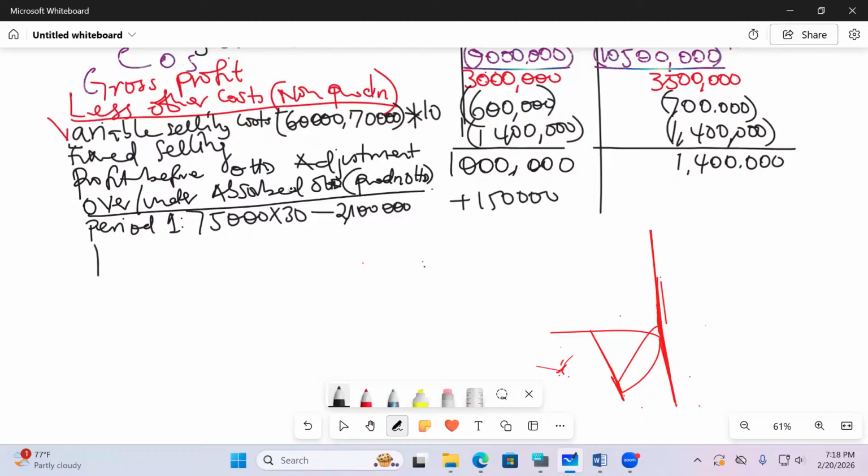So we go to period 2. So for period 2, do we know the number of units that we produced in the second period? How many? 65,000. And the fixed overhead absorption rate that we got is 30, isn't it? Minus the actual fixed production overhead from the marginal, it is 2.1 million. Which gives us what here, somebody? Negative 150,000.